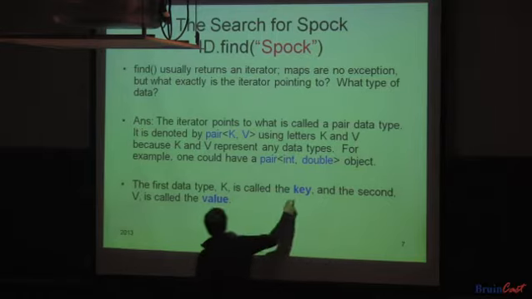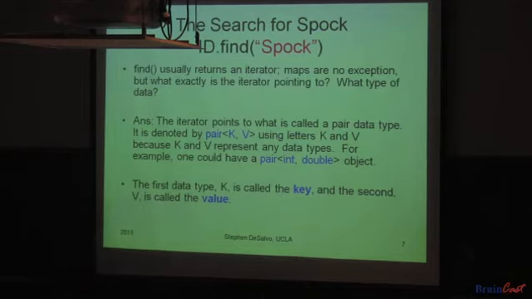The first data type is called the key, and the second data type is called the value. So here when you have like Bob, and then you have 1152, Bob is the key. That's the key by which you're going to search for that particular pair of elements. And then the value corresponding to Bob is the 1152.